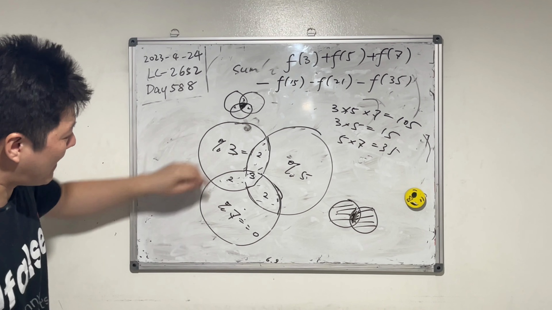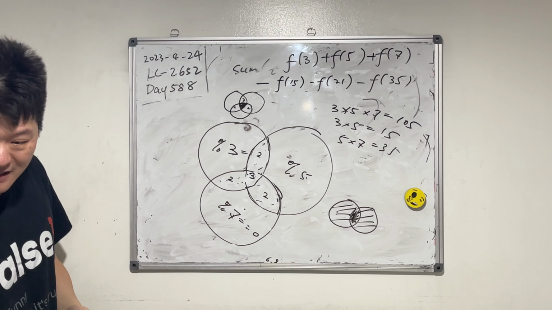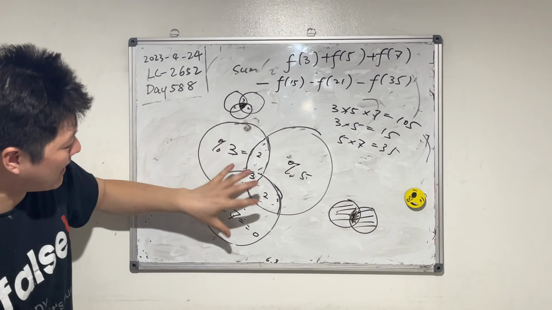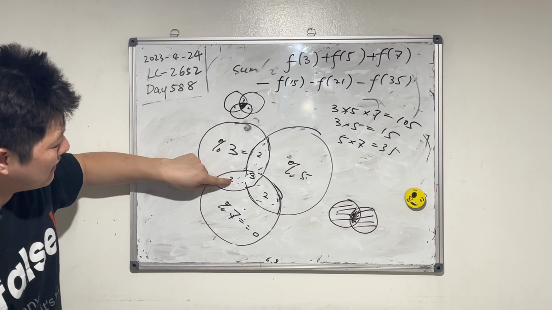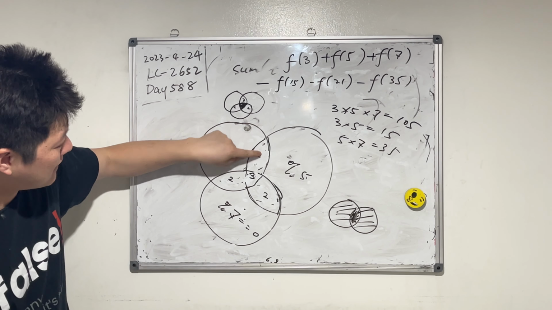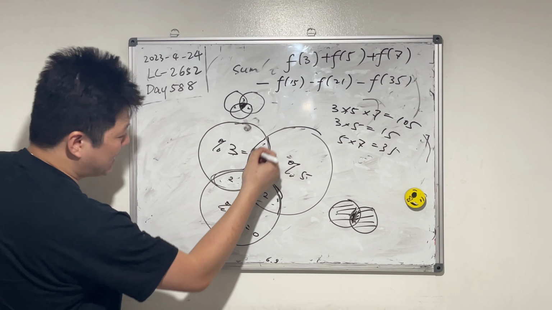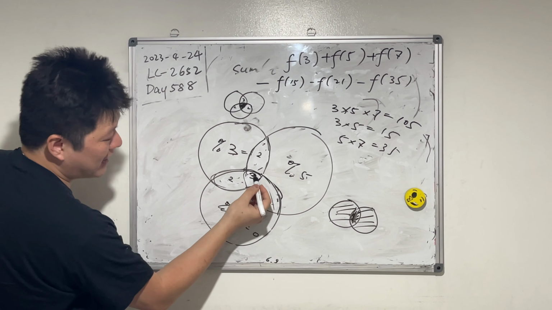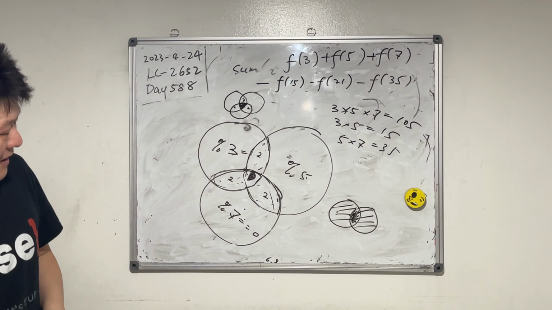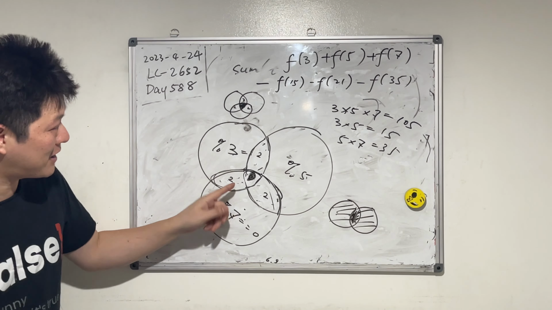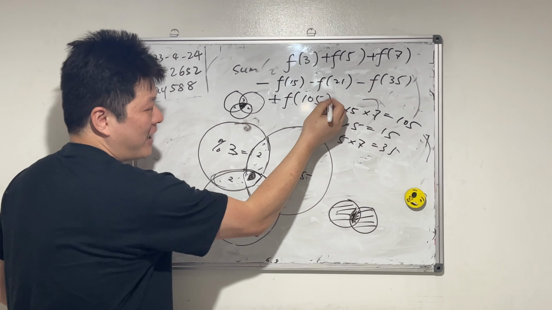So ideally we just want 1 time for each one. This bit plus this bit plus this bit, and I need to subtract this bit, this bit, and this bit. But when you subtract 3 times of this, it makes 0. I want 1 time, so I have to put it back. So plus F105. Make sense?